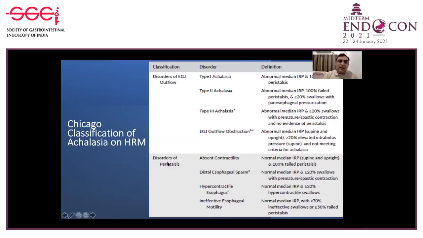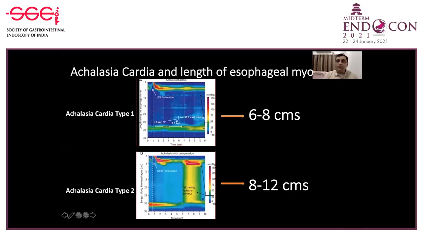We can also do a POEM in these disorders of peristalsis, where we have DES, in which IRP is normal and 20% or more of swallows show premature or spastic contractions, and a jackhammer or hypercontractile esophagus with 20% of swallows showing hypercontractile swallows.